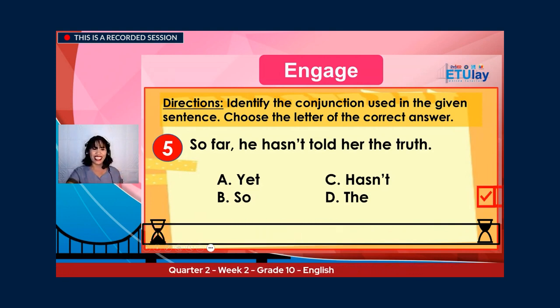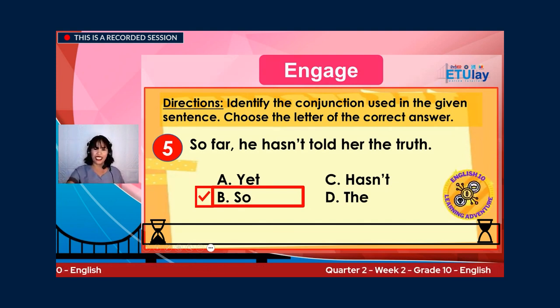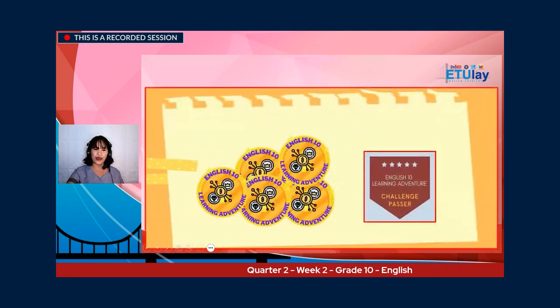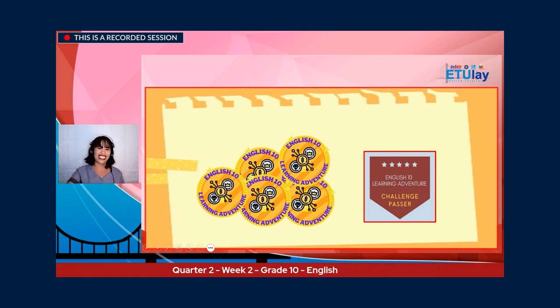All right, and the correct answer is letter B, so. Good job, dear wanderers. You have completed the 5 tokens. Congratulations once again. In this challenge, you earned a challenge passer for English 10 and a token. I'm sure it's 5 tokens.